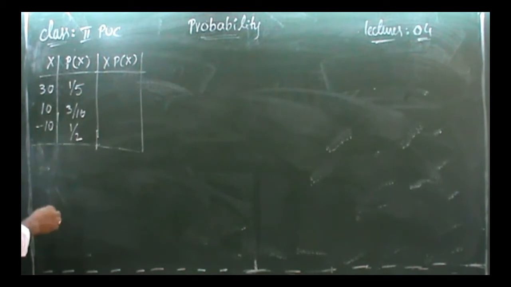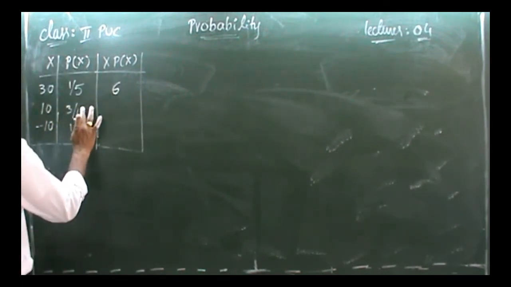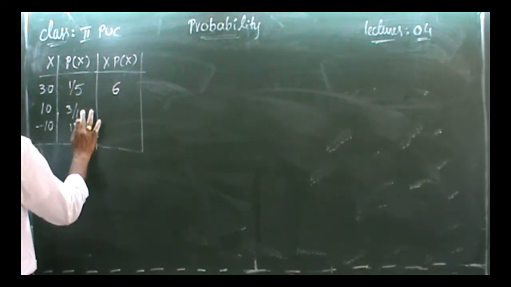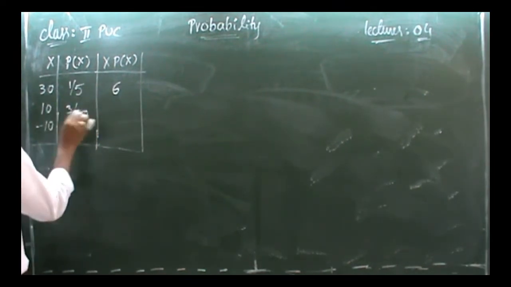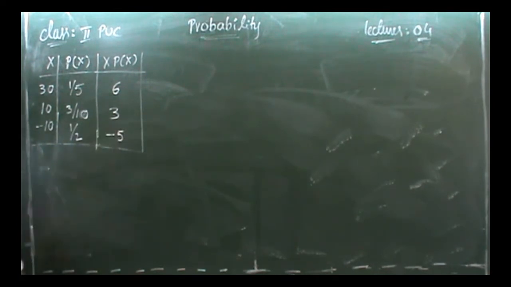30 into 1 by 5, what is the answer? 6. Next one is here, this is 3 by 10. So 10 into 3 by 10 is 3. Here the answer is minus 5. So children, x into p of x is over.